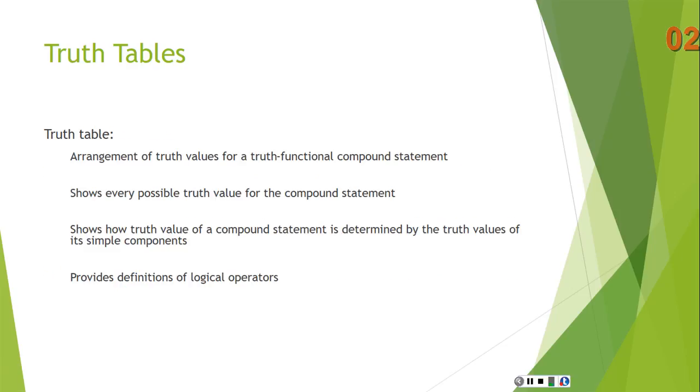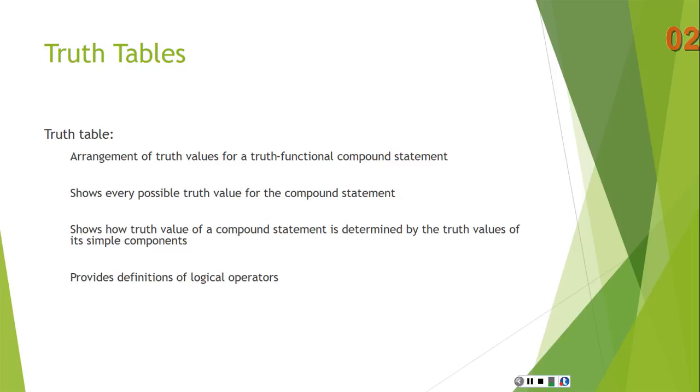So what is a truth table? This is an arrangement of truth values for a truth functional compound statement. We saw that a truth value is truth or falsity, T or F. And truth values are of truth functional compound statements. So a given truth functional compound statement might have the truth value true or false, represented by T or F.